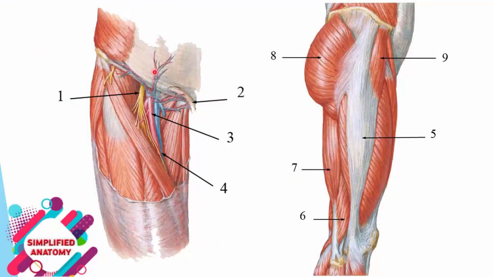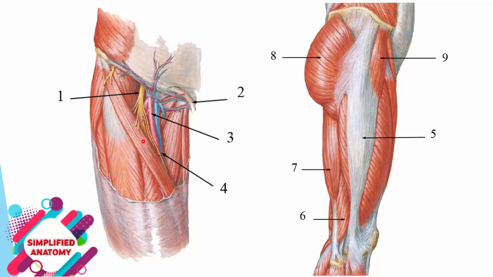This diagram shows anterior view of the femoral triangle. This ligament is called inguinal ligament. This artery, number 3, is called femoral artery, and this vein is called femoral vein. What about this vein that drains into the femoral vein? This is called great saphenous vein. And this large nerve is called femoral nerve.